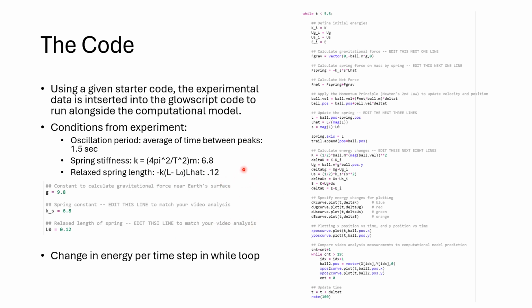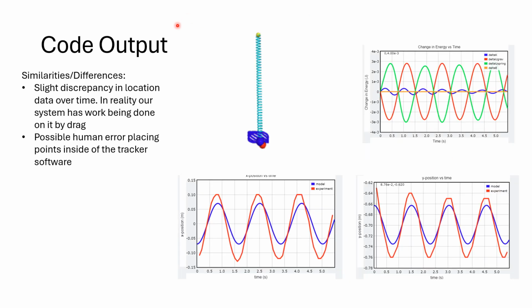Moving on to the while loop, which is probably the most important part of the code, we change the energy per time step using these formulas here. So here are some screenshots of the code output. We can see that we have the spring with the blue mass, which is our computational model, and that paints this blue trajectory, and then the red ball is our experiment. I apologize for there being no video, but I can't really do that on slides.